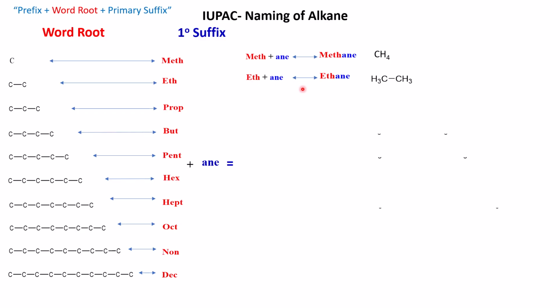Now in the case of ethane, eth means two carbons and ane means a single bond. So the molecule is ethane, CH3 CH3. In the case of propane, there are three carbon atoms and a single bond between the carbon-carbon. So that's why we call it prop and ane. And there we go, CH3, CH2, and CH3.